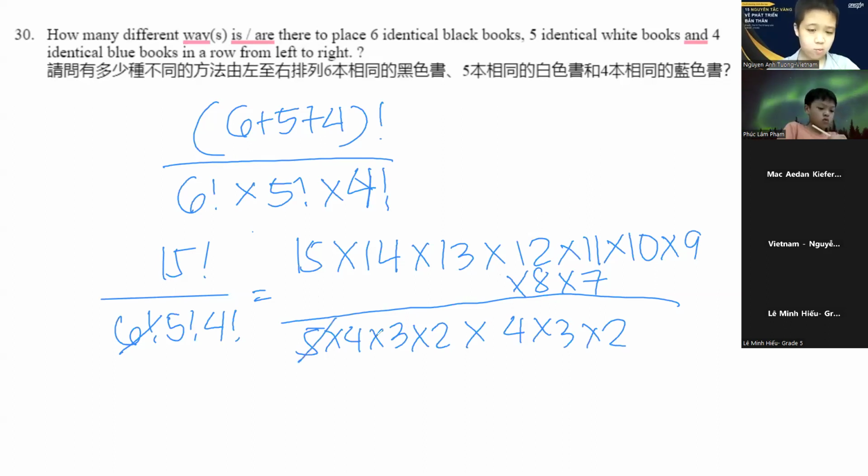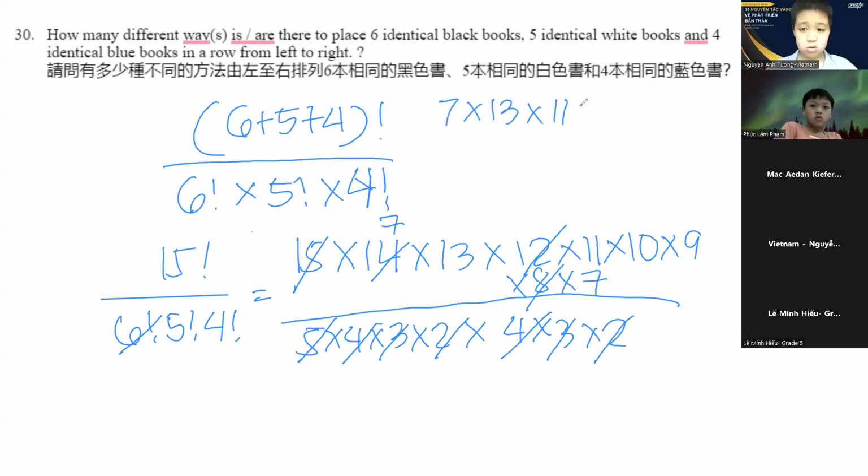For example, 5 times 3 is equal to 15. 4 times 2 is equal to 8. 4 times 3 is 12. 14 divided by 2 is 7. So our numbers left are just 7 times 13 times 11 times 10 times 9 times 7.